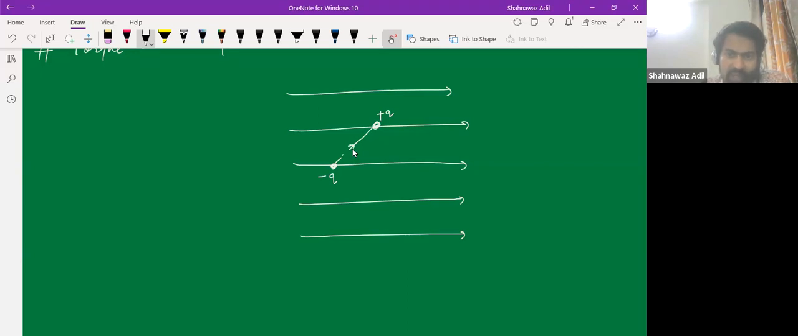So this is charge plus q, and this is the electric field. So what would be the force at this point? At this charge, what would be the force? Upward, downward, right hand side, left hand side. We already know the force on a charged particle in an external field. So what would be the direction of force?